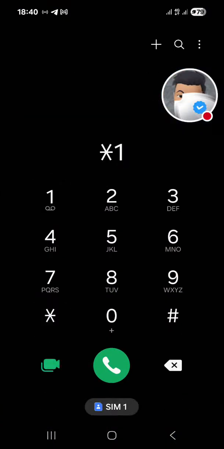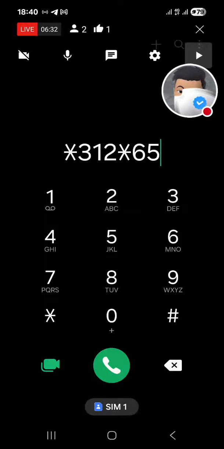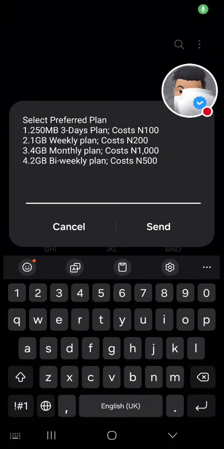So we are talking about the star 121, how the price keeps increasing the more you keep buying, because the plan keeps changing for this 121. And for the 312 hash, they have removed all the cheap plans from it. I don't know the reason. Let's talk about this 312 hash. Now if I go ahead and click on 4 gig and 2 gig bi-weekly and so on and so forth.